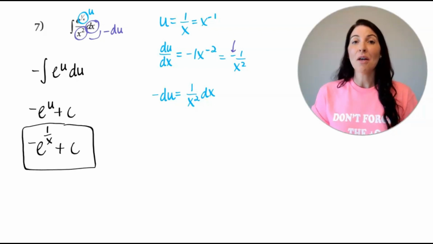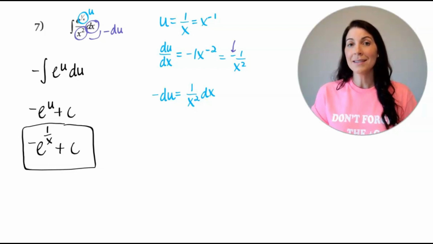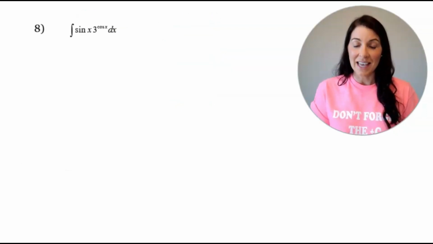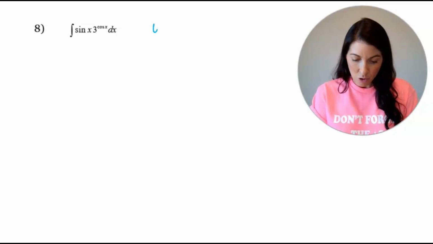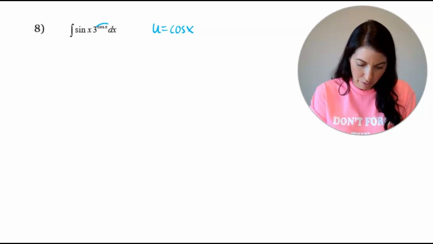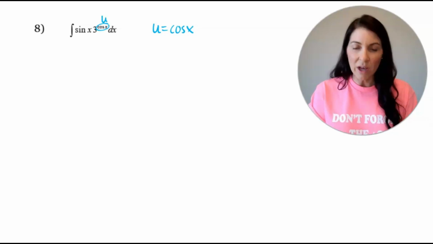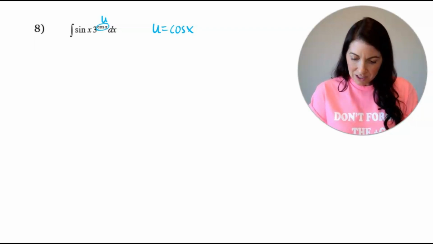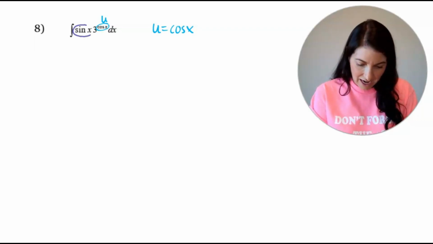So just remember, another place you could find your u is in an exponent. And that's going to be the case with problem number 8. So I'm going to make the u be the exponent of cosine x. So think about that. I'm going to replace this cosine x with u. So I will have 3 to the power of u in that part. But look what's left over. I have this sine of x and dx left over.